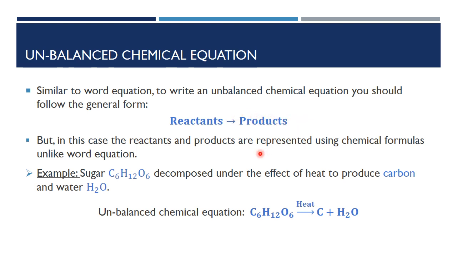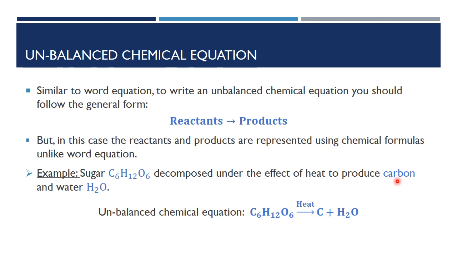But now, to write an unbalanced chemical equation, you must use the chemical formulas and symbols of the reactants and products. So, instead of writing the term sugar, you should write C6H12O6, which represents the formula of sugar. And then you should put an arrow, since here we just have one reactant, which is sugar. On this arrow, you have to mention the heat energy, since sugar decomposed under the effect of heat. After the arrow, you should mention the products.